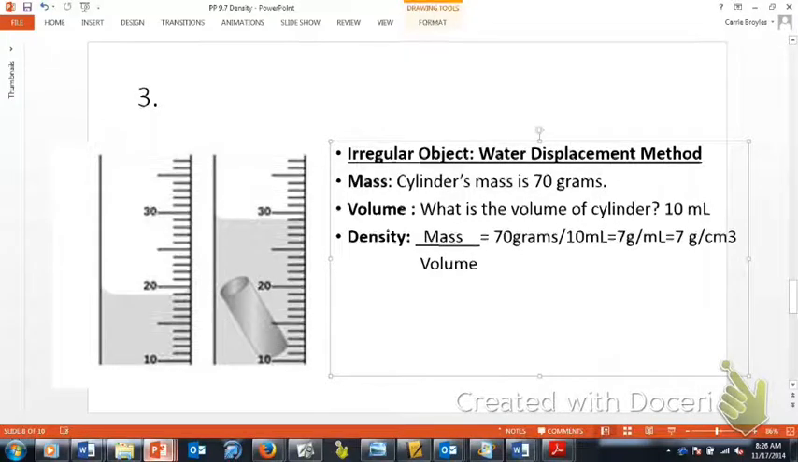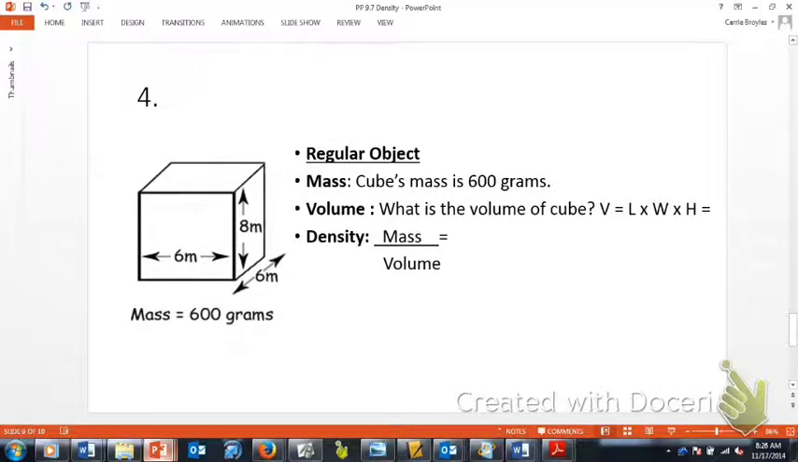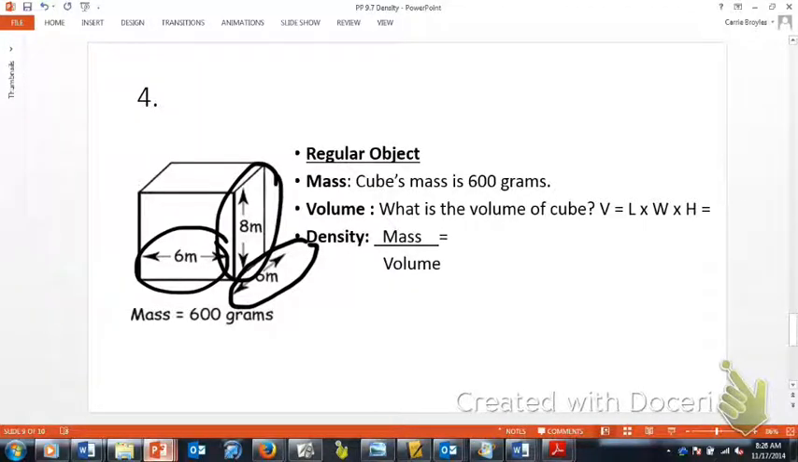Okay, for the last example that we're going to do today, it's for a regular object. This is where, of course, we would use a meter stick to get those measurements over there of 6 meters, 8 meters, and 6 meters. What I want you to write for the 6 meters over here, this is going to be your length, so I want you to write down L over there to the left, and this is going to be our width, so I want you to write a W there, and then this is going to be our height, so I want you to write an H there.